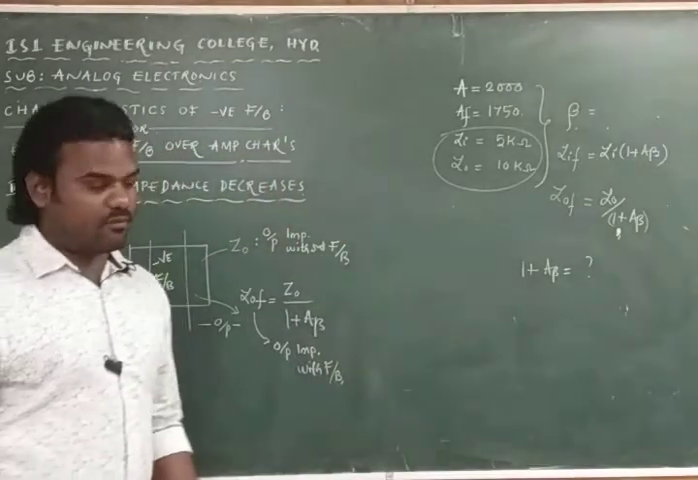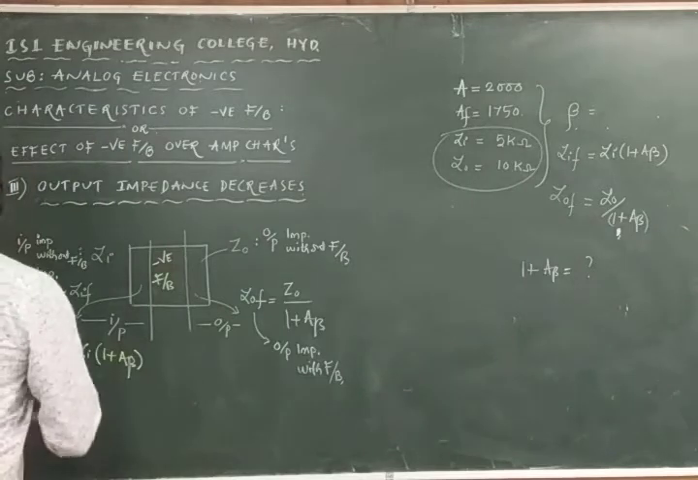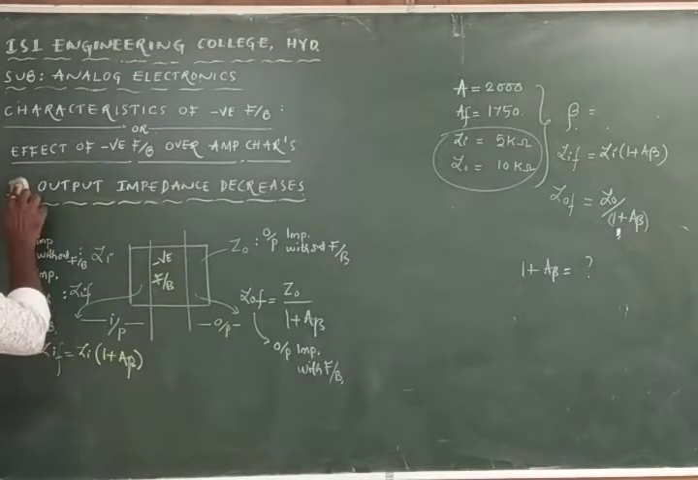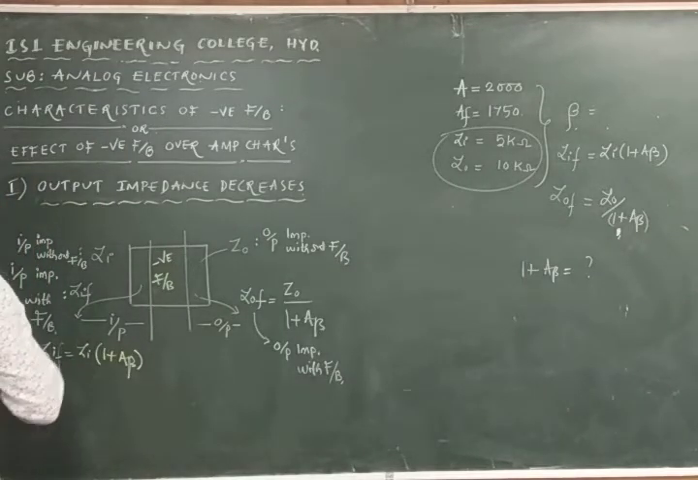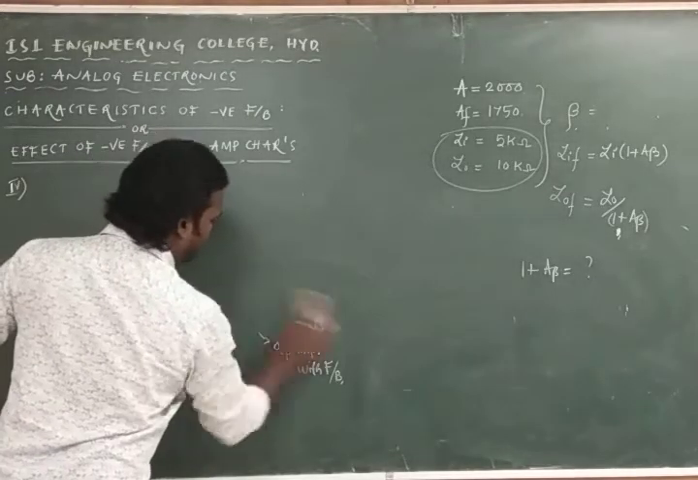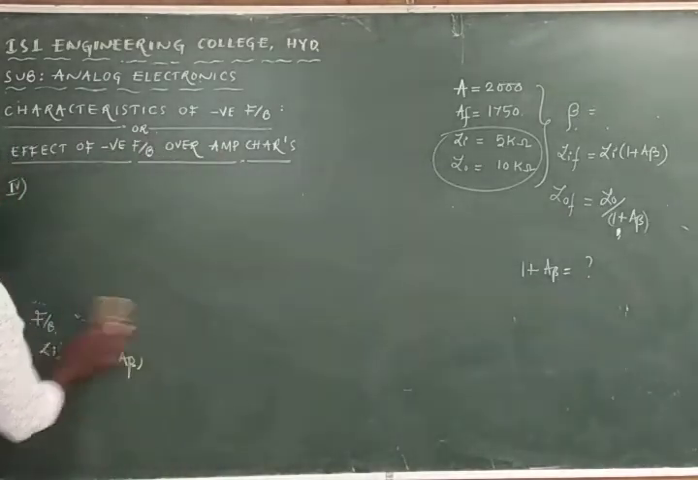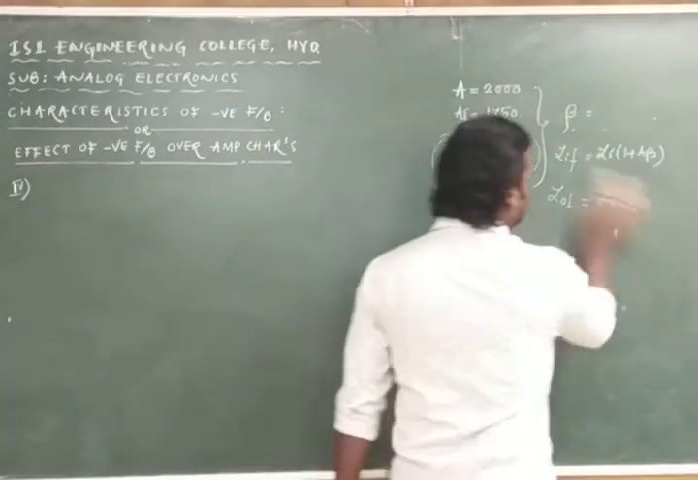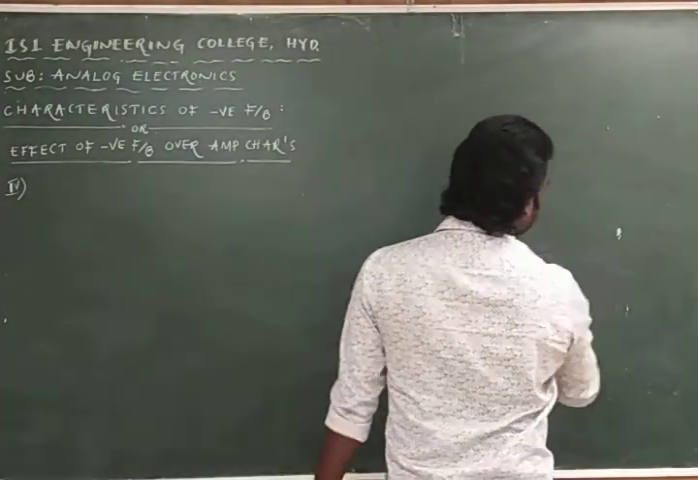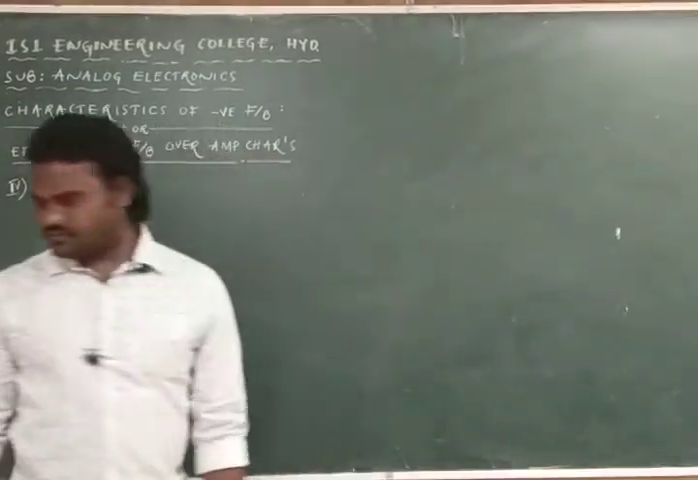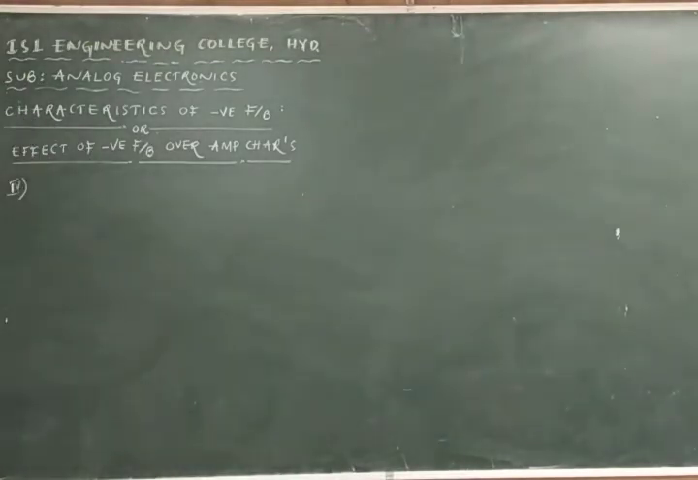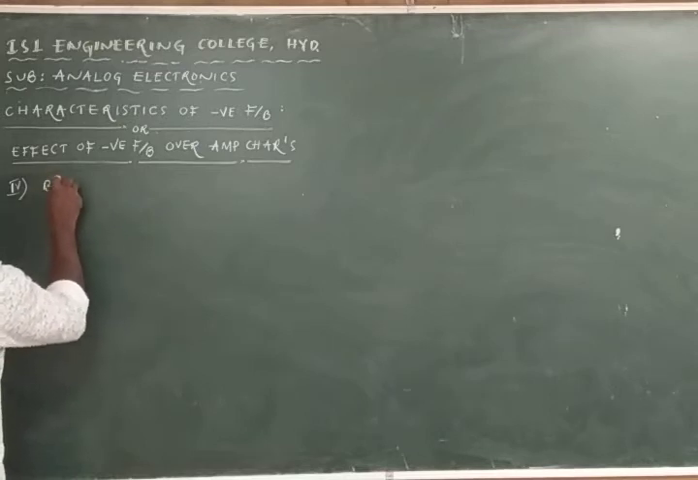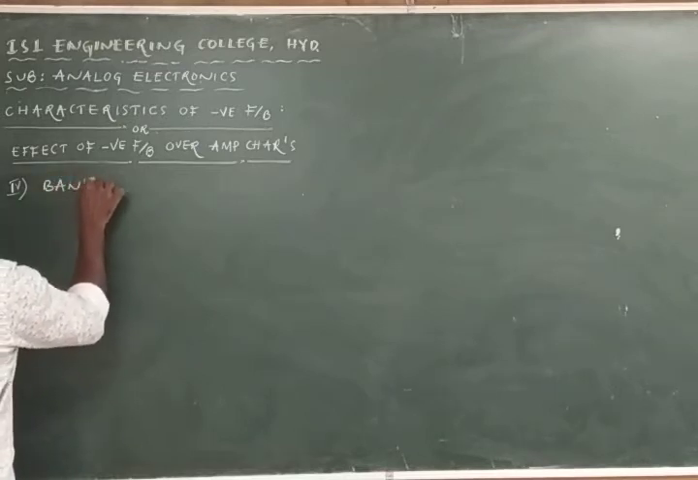Then I am moving to another topic in the effect of negative feedback on amplifier characteristics. That is the fourth one. The fourth one is how the bandwidth is affected if we employ negative feedback. Fourth point: bandwidth increases.